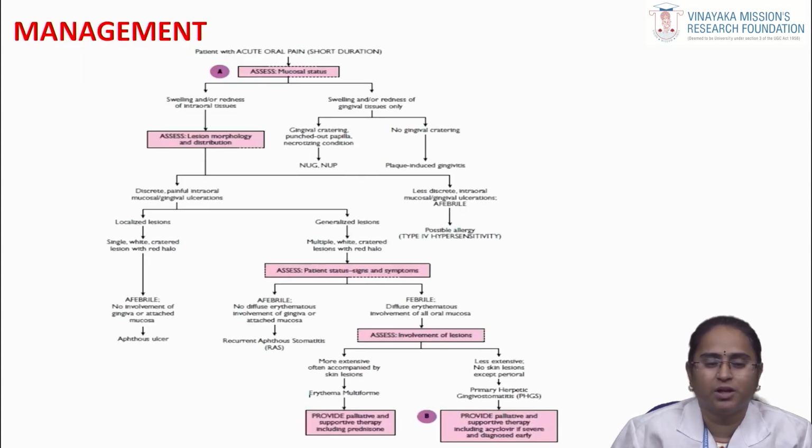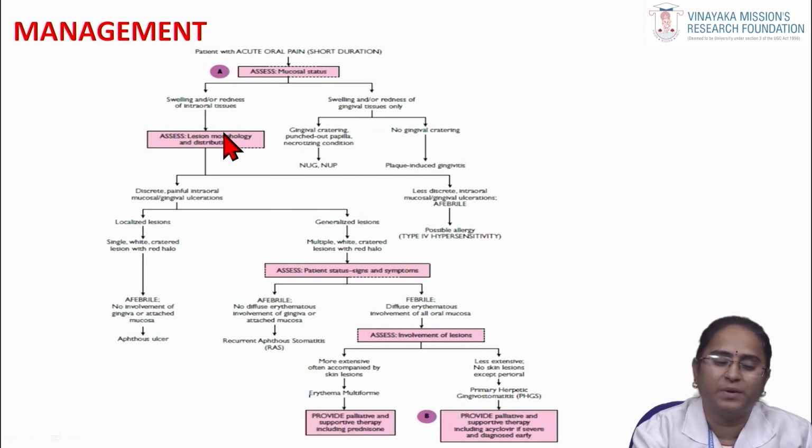Coming to the management, first you have to assess the acute oral pain, that is, the mucosal status of the patient should be assessed. In case of mucosal status, whenever there is redness of the complete intraoral tissues or only gingival tissues, we have to assess. In case of complete intraoral tissues, there will be discrete painful ulcers, and there will be gingival ulcerations. In case of mucosal or gingival ulcerations, we have to compare with localized or generalized.